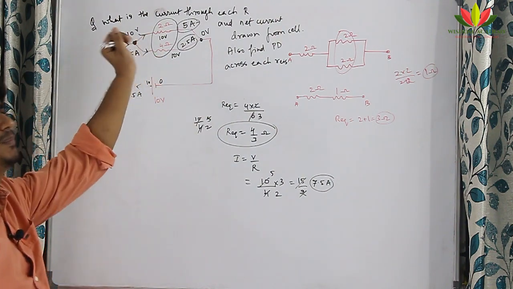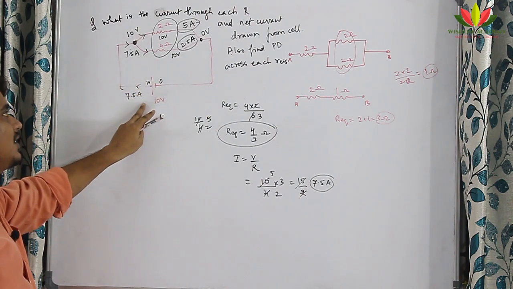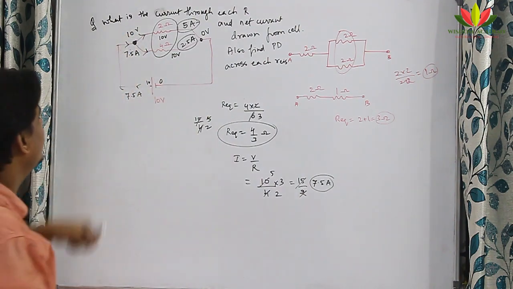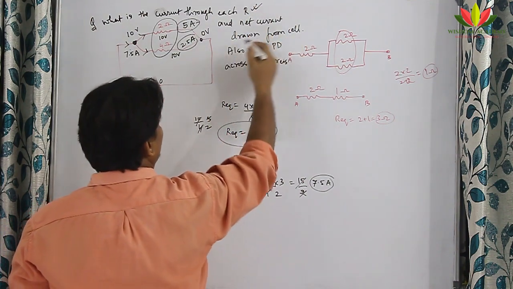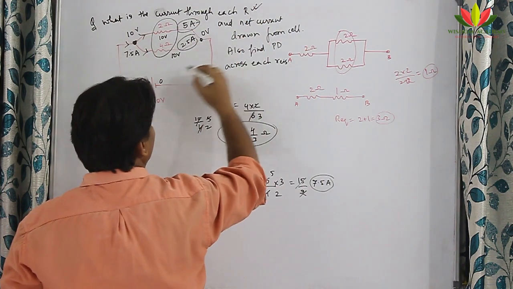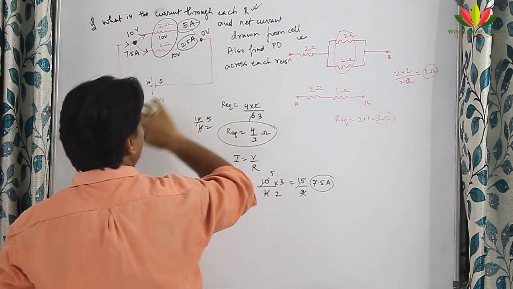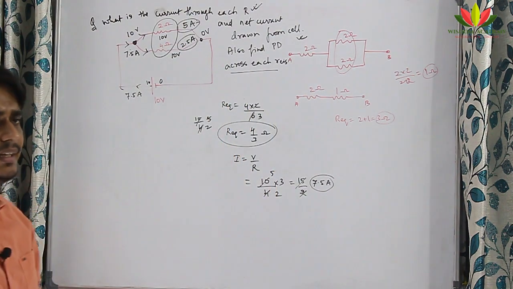This was the most simple method, finding the net current drawn from the cell and finding the potential. So we have found the current drawn from the cell, 7.5 ampere, and the current through each R, 5 ampere and 2.5 ampere, and the potential drop across each resistance is 10 volt, right.